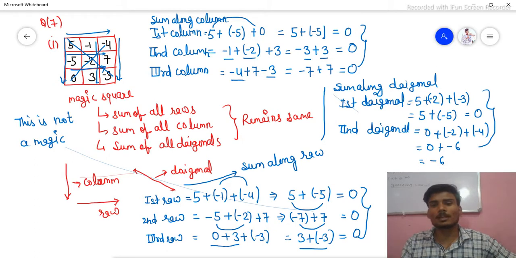If the sum along rows, diagonals and columns is the same in every condition, then we can say this is a magic square. If there is something different in the columns, rows or diagonals, it is not a magic square. In this question the sum along rows is the same, the sum along columns is the same, but the sum along diagonals is not the same, so this is not a magic square. Now we are going to the second part of the 7th question.